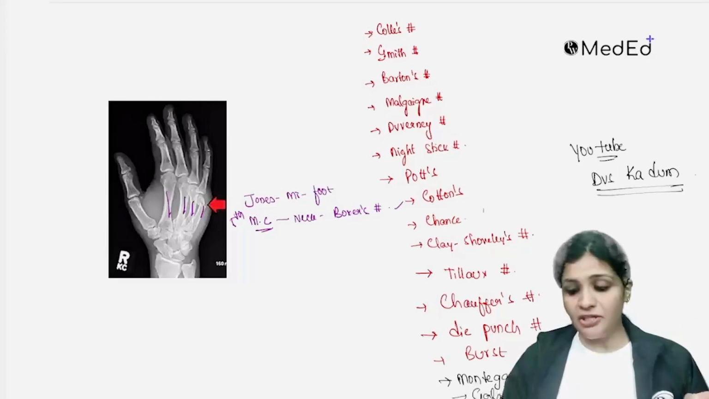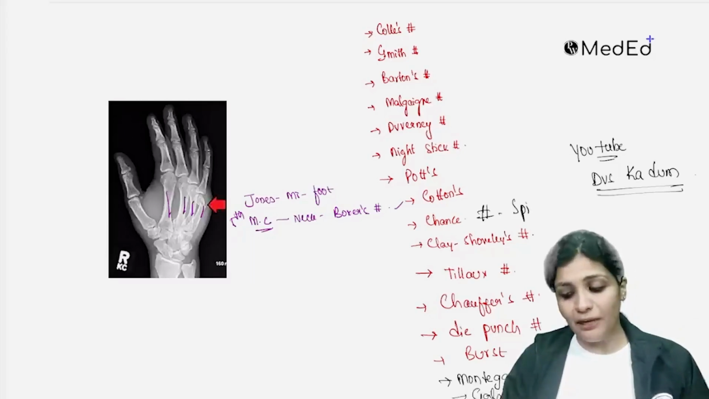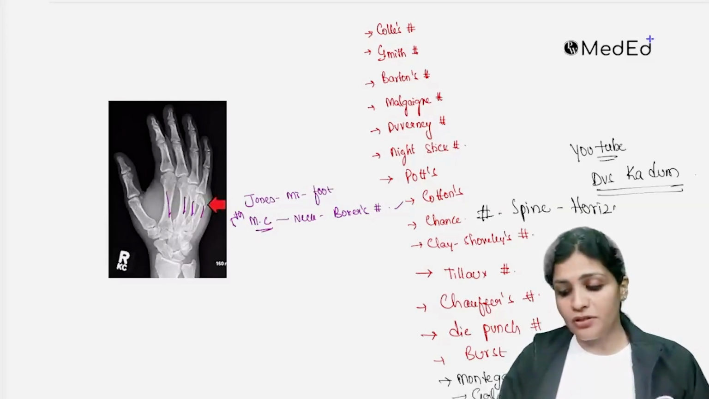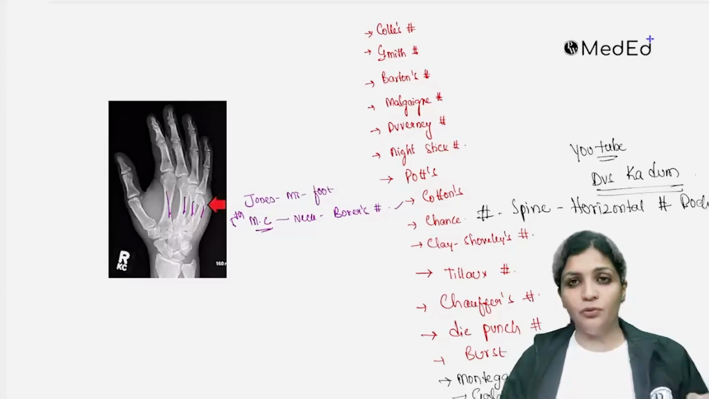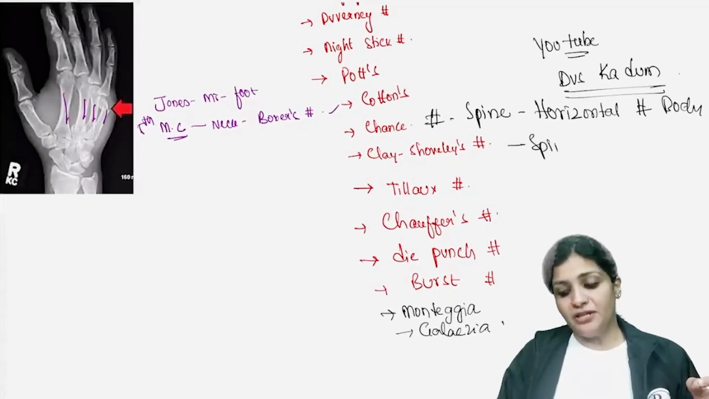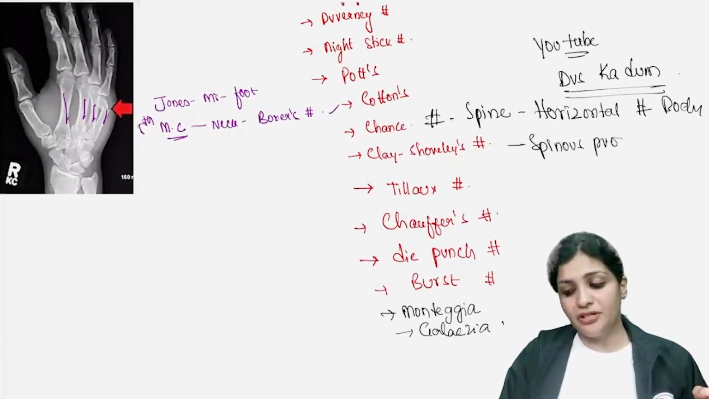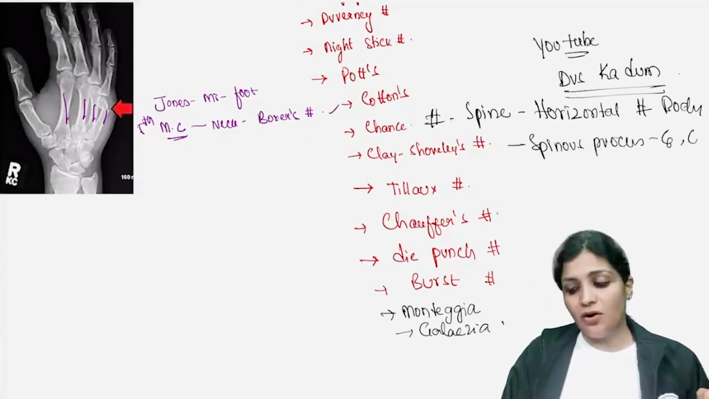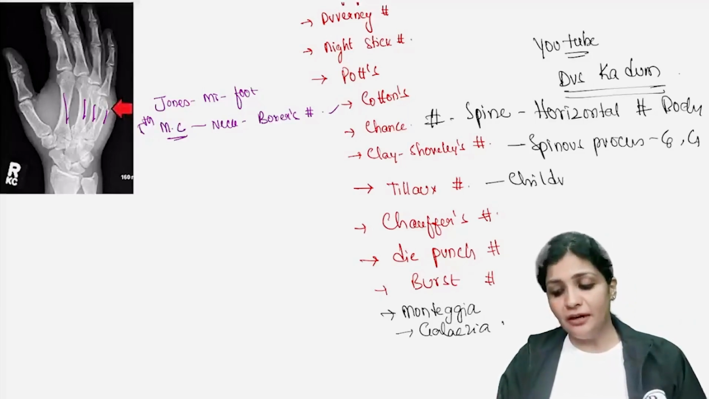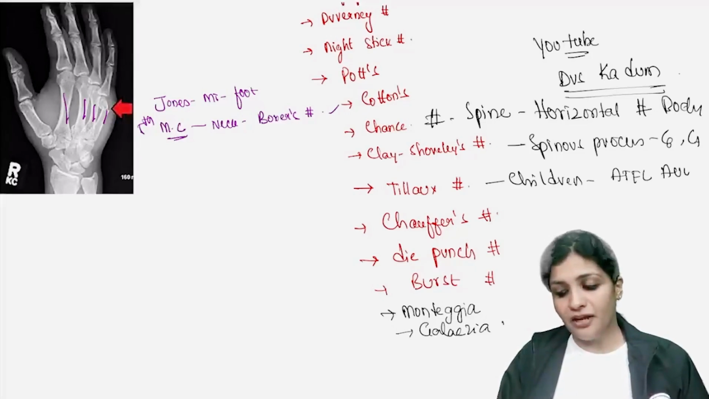What is a Chance fracture? It is a fracture in the spine, a flexion distraction injury, which results in a horizontal fracture of the vertebral body, right? Horizontal fracture of the vertebral body. Clay-shoveler's is a spinous process fracture, of C6 or C7. Okay, what is a Tillaux fracture? This is usually seen in children. It is an anterior tibiofibular ligament avulsion fracture of the distal tibia.